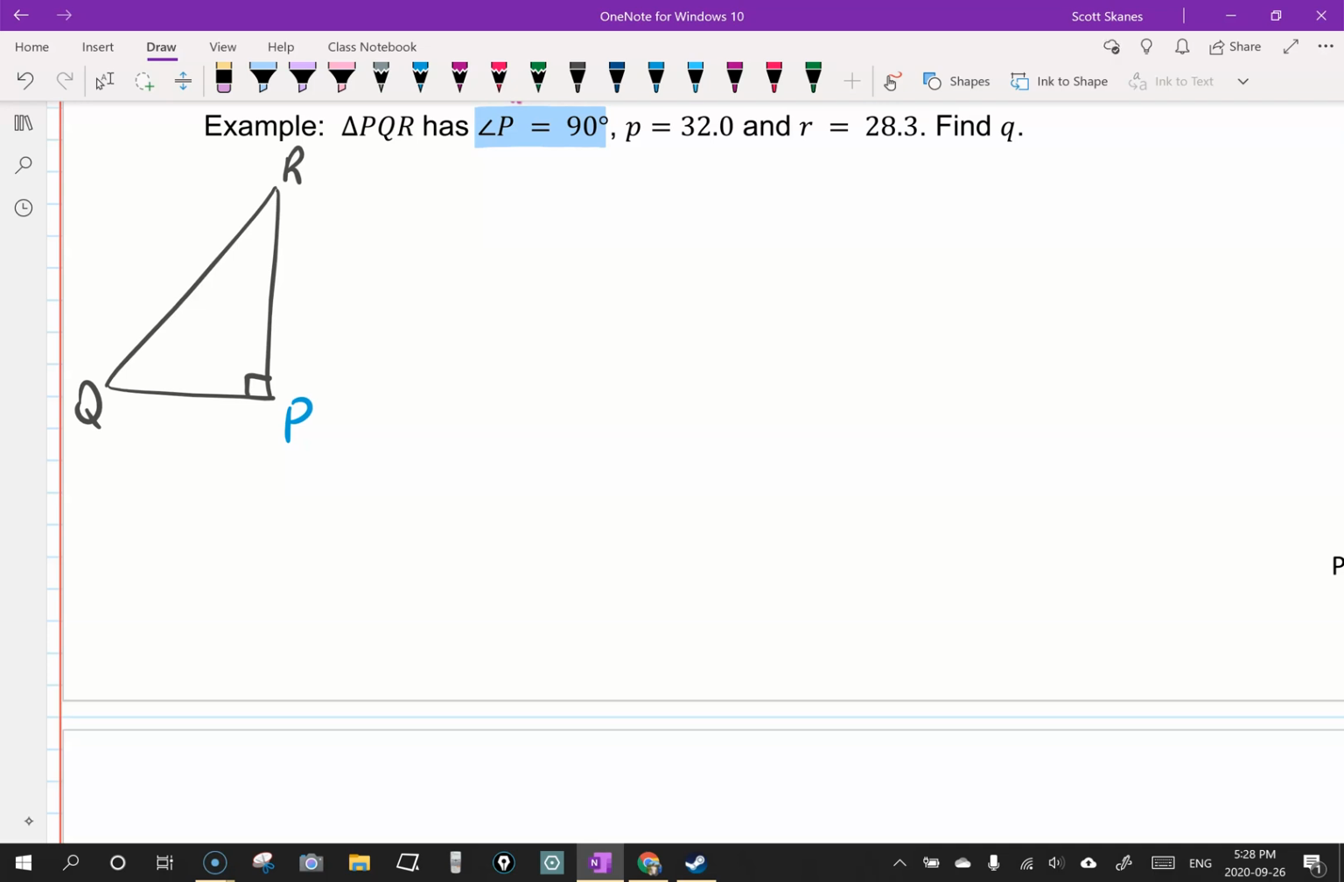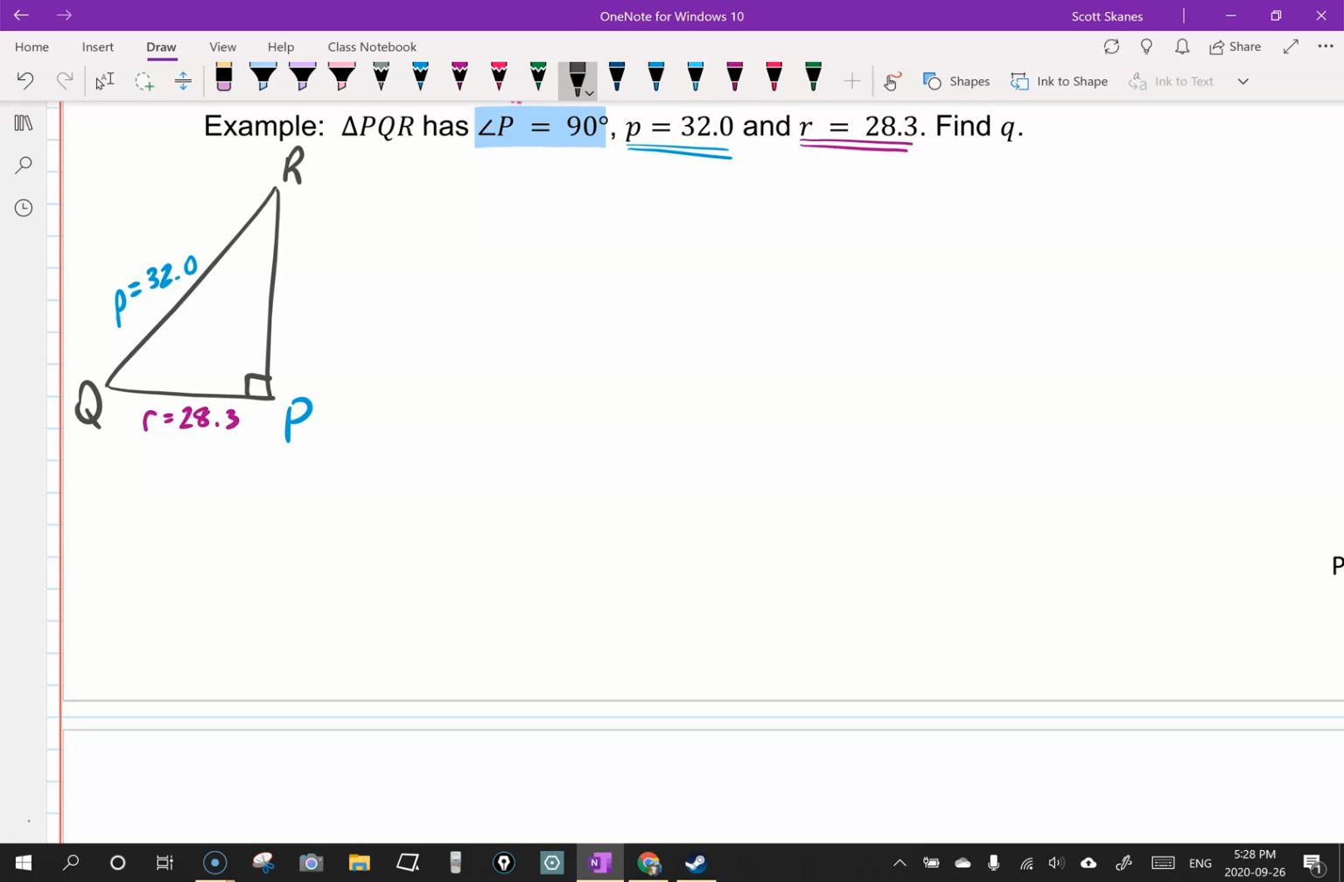We're just sketching it. The important thing is that we've put down all of our data. So the angle P is 90 degrees. We actually know the size of side P, which is across from it. It must be the hypotenuse. So P is 32.0. Turns out we're given the hypotenuse length this time, which is great. And then little r is going to be 28.3. So we'll go across from big R to find little r and say r is 28.3.